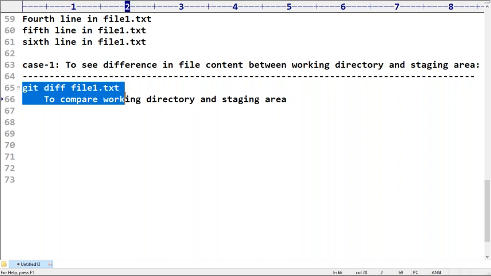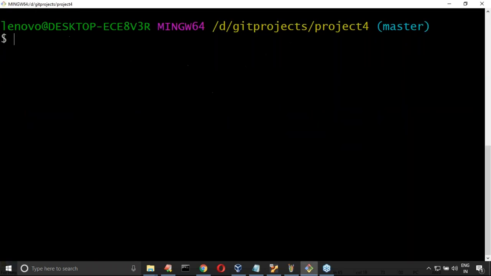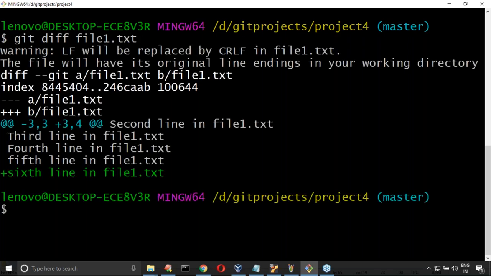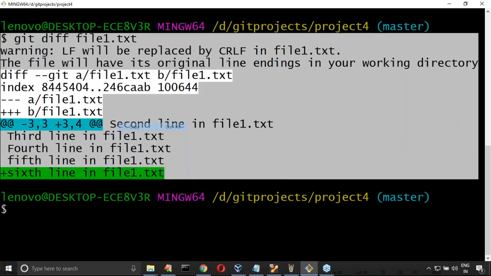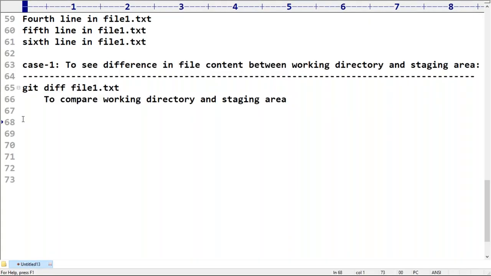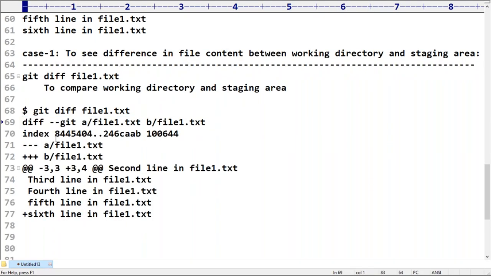Sir, now let me run this command. Now here I'm trying to run git diff file1.txt. Observe very, very carefully. Whatever output we get, let me explain this output, because for the future it is going to be very, very helpful, right? Sir, this is the output we are getting. Observe very carefully. Sir, this is the warning. Anyway, let me remove this one. Okay, now git diff file1.txt.